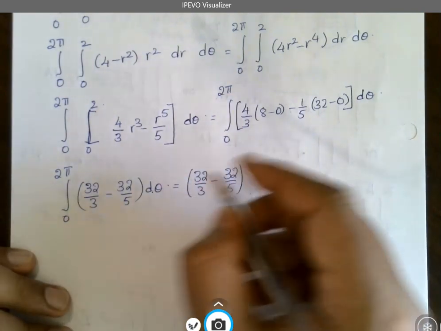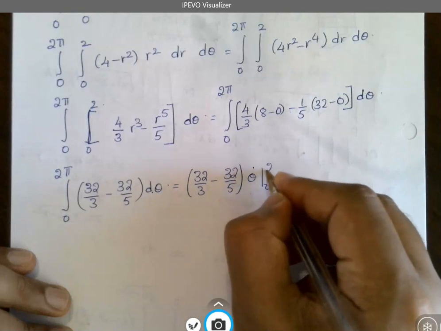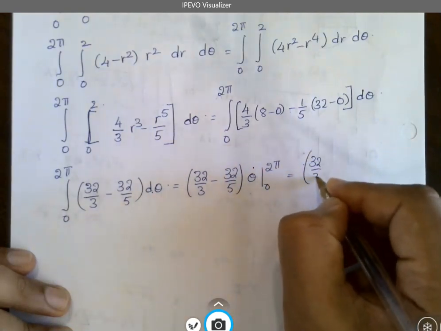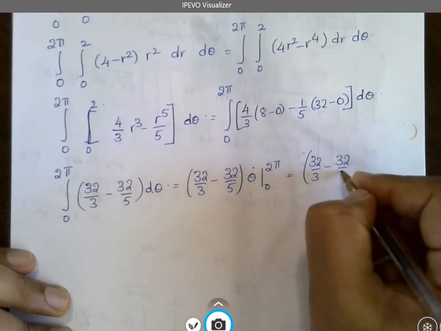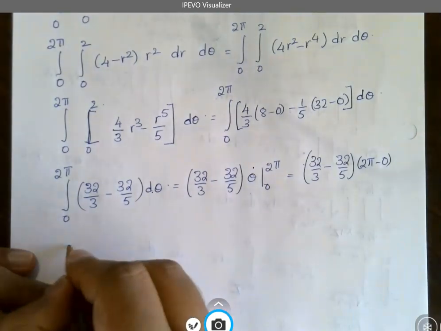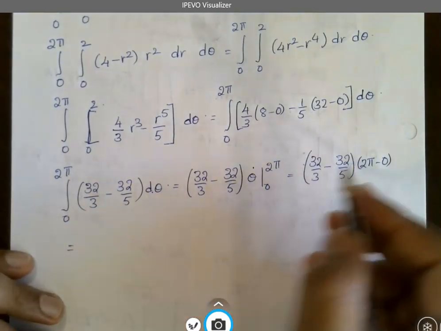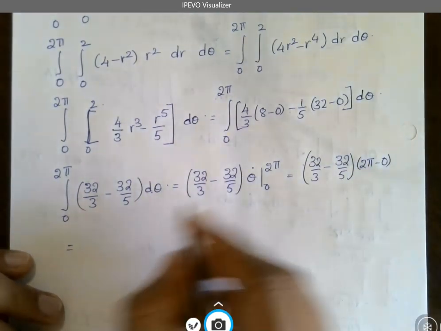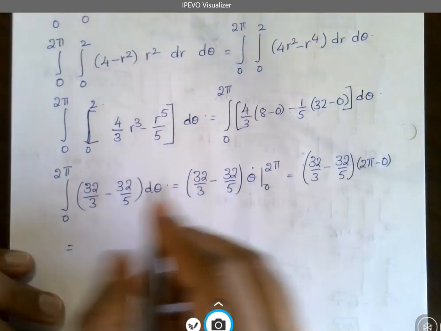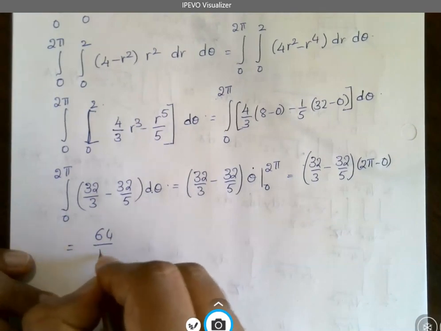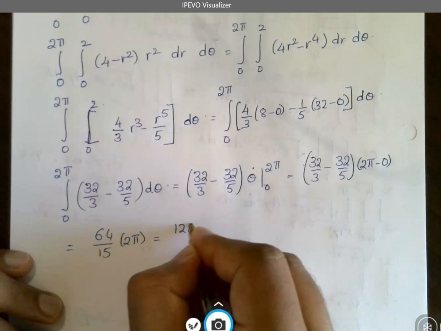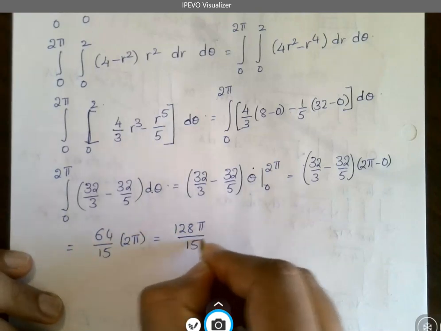And the integral of d theta is going to be theta, where your limits of integration are from 0 to 2 pi, so that gives you 32 over 3 minus 32 over 5. I mean, 2 pi minus 0, so upon integrating, that's going to be 64 over 15 times 2 pi, so that's going to be 128 pi over 15. Okay, I got the right answer.